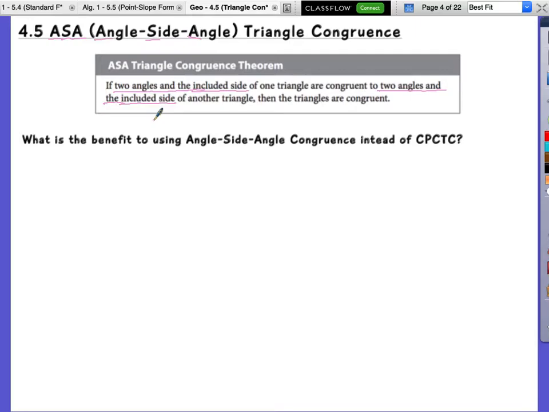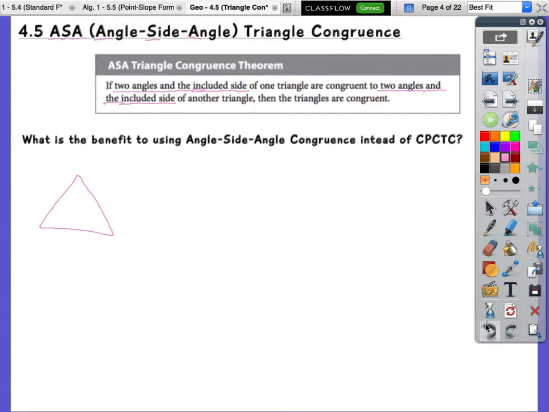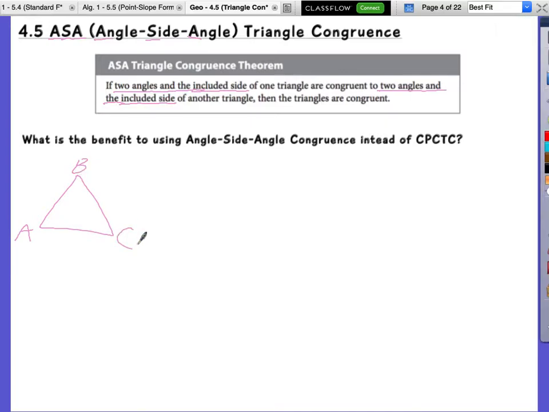Let's talk about what the idea of an included side means. So if we had a triangle, we could have angle 1, 2, and 3. Actually, let me back up. Instead of calling them 1, 2, and 3, let me put letters there. I like that a little bit more for this explanation. Angle A, B, and C. So if we're talking about angle A and B, what side is included in A and B? It's going to be side AB. It's going to be the side between them.